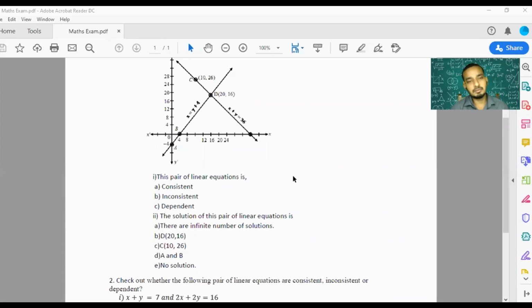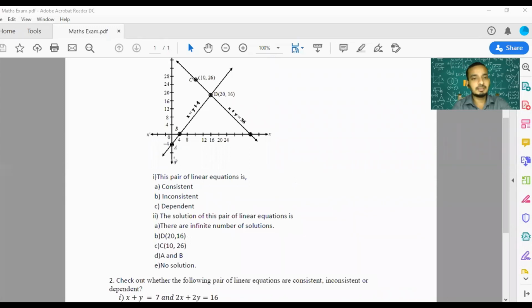Consistent, right? So we know how to identify from the graph whether a given equation is consistent or inconsistent or dependent. These graphs intersect at a unique point. So the graphs are consistent and there will be a unique solution. The next question: the solution of this pair of linear equations is dash. So which is the correct option? B is the correct answer. Very good.